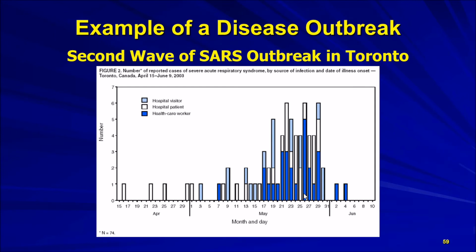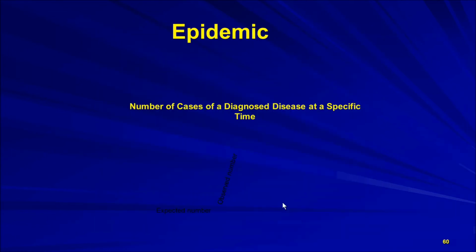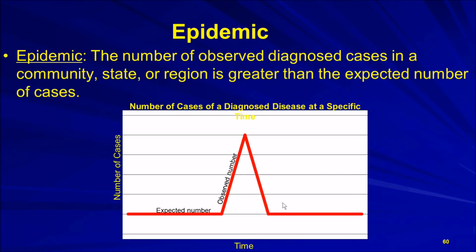So we're looking at the outbreak in this, where does it say? In Toronto, Canada, in a hospital. We can assume it's in a hospital. So it's in a single restricted small geographic area. And this is a good example of an outbreak. Now, I want to talk about epidemic.